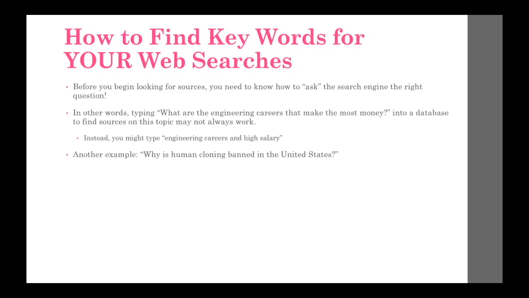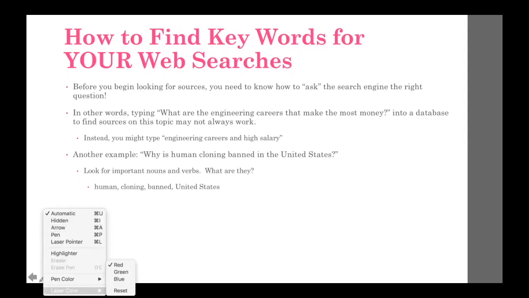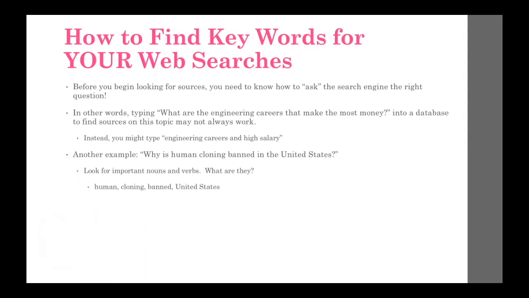Another example, "why is human cloning banned in the United States?" is a question you might be researching. So to break that down, you'll look for important nouns and verbs. So what are these? You can see the words human, cloning, banned, and United States. So as you're writing out your research question, you can simply highlight or take a pen and underline those key nouns and verbs. So here we have human cloning, banned, United States.